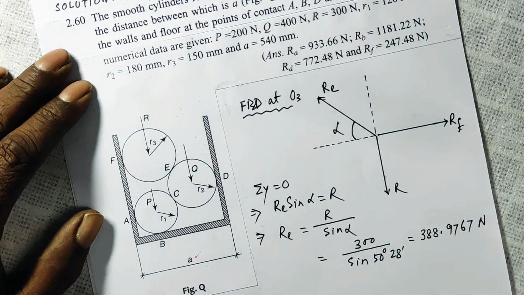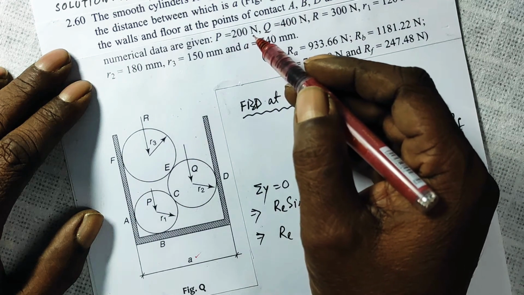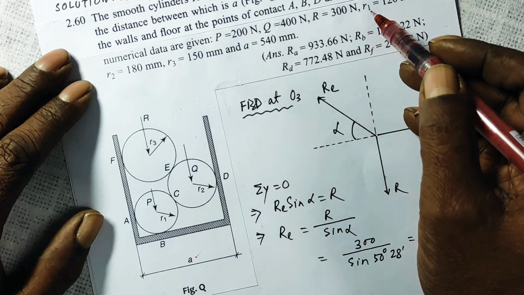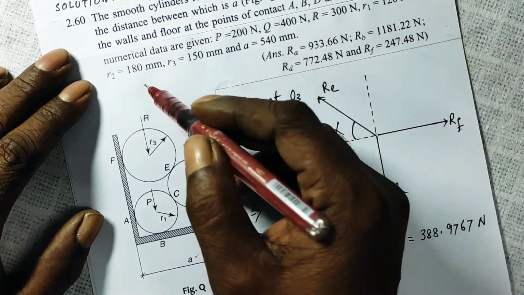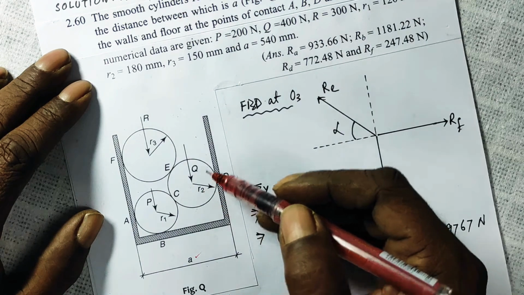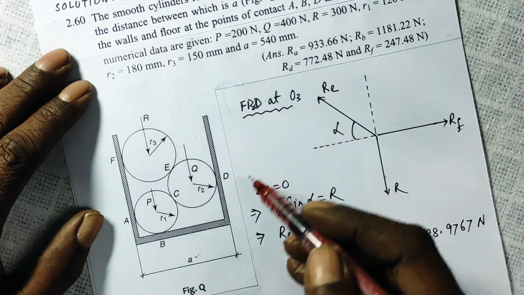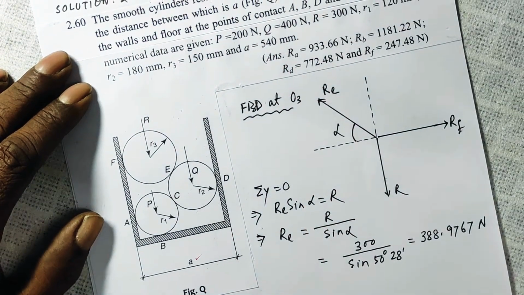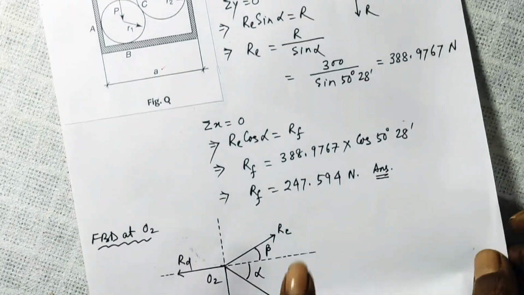We have to find the pressure here. The following numerical data is given. P is 200 Newton, Q 400 Newton, R 300 Newton. Radius of the first cylinder is 120 mm. Radius of the second cylinder is 180 mm. Radius of the third one is 150 mm. And this distance is given as 540 millimeter. So don't look at these things first.